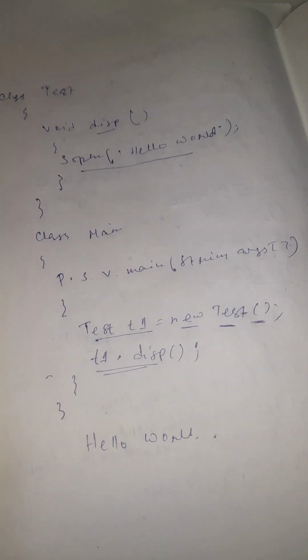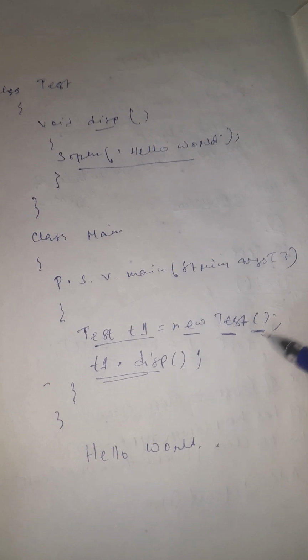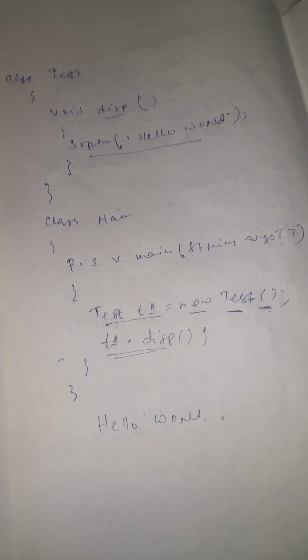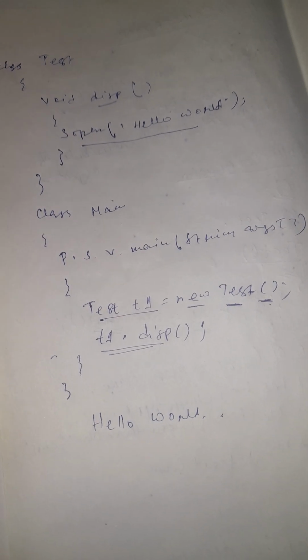Clear? Now here you see I create the object with the help of new and the test constructor symbol. Here I don't have any constructor. Will an error come? No. That time the default constructor will be called. In Java we have one default constructor. If within your class you don't have any constructor, the default constructor will be called. Default constructor means a zero argumented constructor.